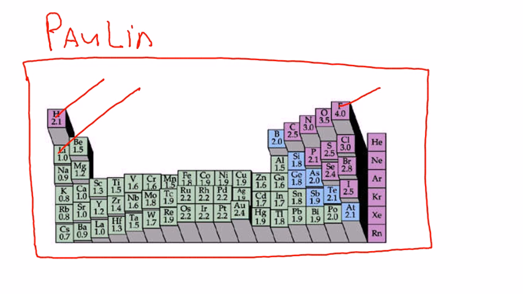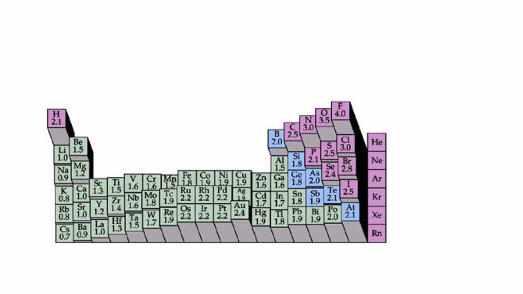Pauling, with a G, Pauling numbers, of course named after Linus Pauling, a very famous Nobel laureate and chemist. Very high numbers are high electronegativity, and very low numbers are very low electronegativity.